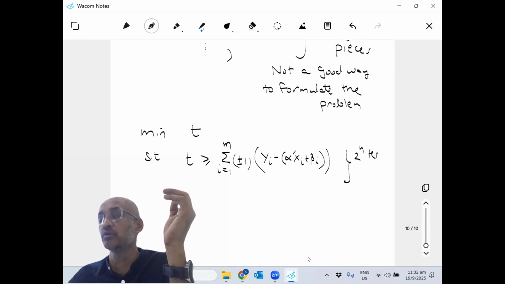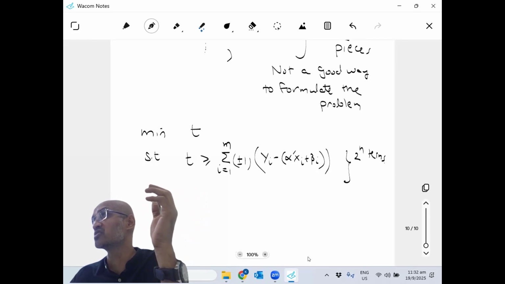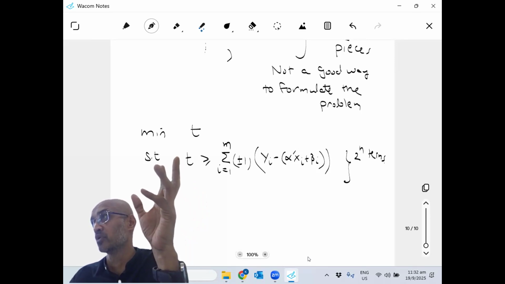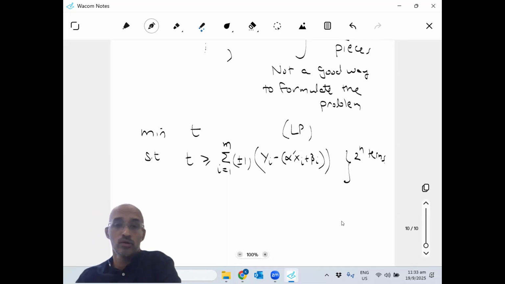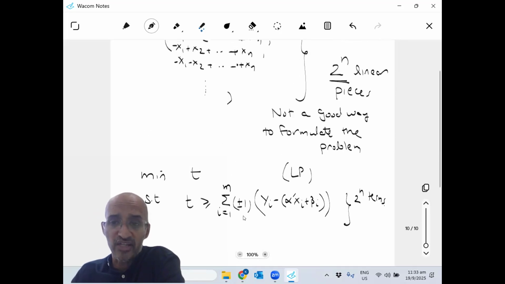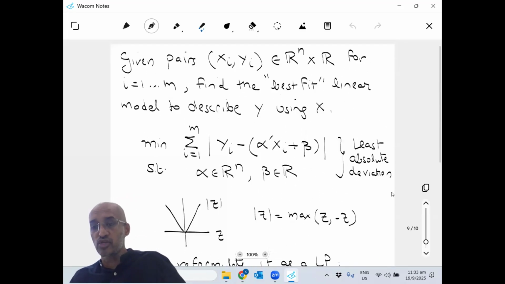This is also an LP, but it's an LP with exponentially many constraints, which is a bad way to solve the problem. You don't want to go to such a transformation. You want to be sensible about it and keep it sensible. This is also an LP, but it's just a very bad way of solving this problem. Now there's another approach you can use.